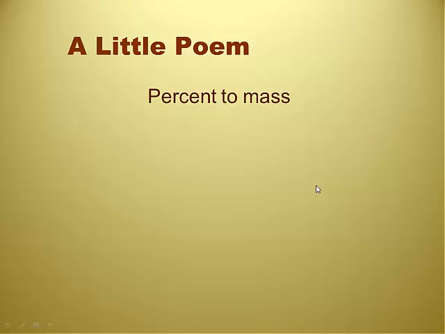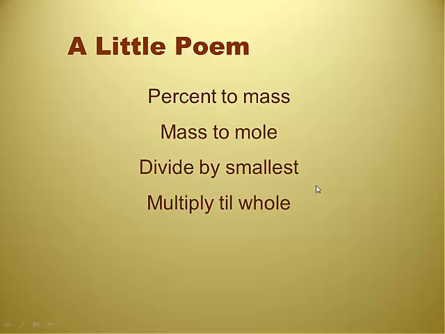The poem that we're trying for is: percent to mass, mass to mole, divide by smallest, multiply till whole. Those are the steps in a nice little poem. Yeah, those are nice 4 steps. So if you have trouble memorizing those 4 steps, this is easier.